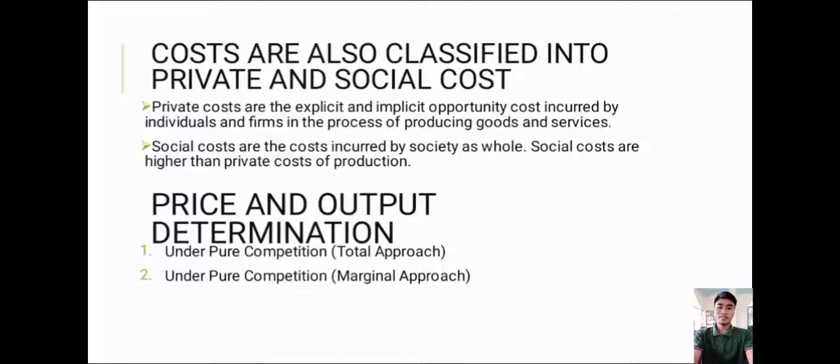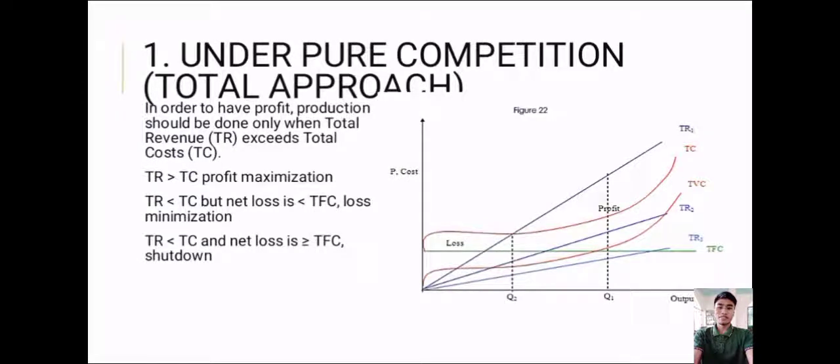Price and input determination. First, under pure competition, there is the total approach and the marginal approach. Under pure competition, total approach: in order to have profit, production should be done only when total revenue exceeds total cost. So TR greater than TC, profit maximization. TR is greater than TC but not TVC, loss minimization. And TR is less than TC, net loss is TVC, shutdown.